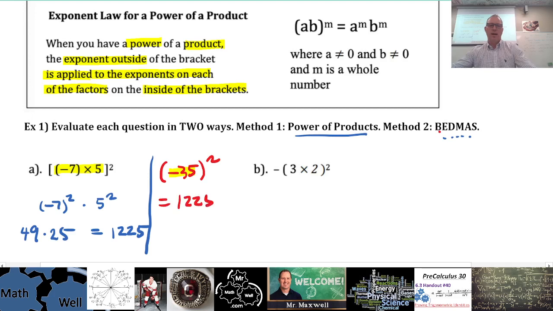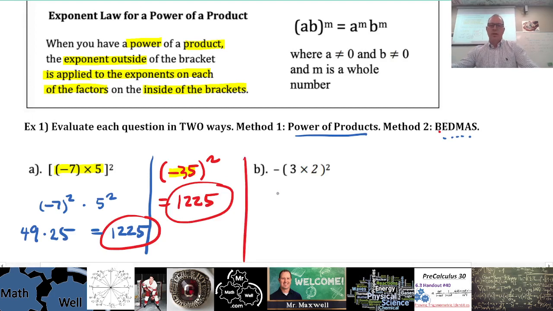1, 2, 2, 5. There you go. So the rule seems to work here. Everybody see that? Okay, let's do it again over here. This negative sign, is that part of one of the factors in there? No, it's outside the brackets, right? So the exponent here does not apply to the negative sign. You have to remember that. So I'm going to leave that negative hanging outside here.